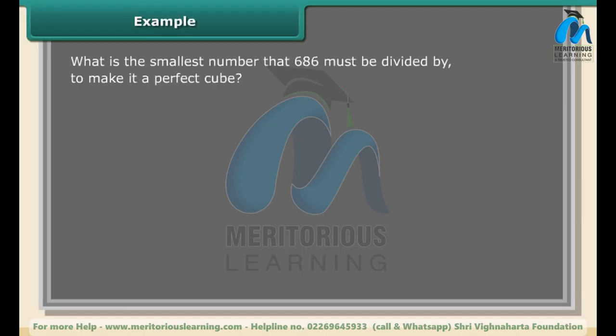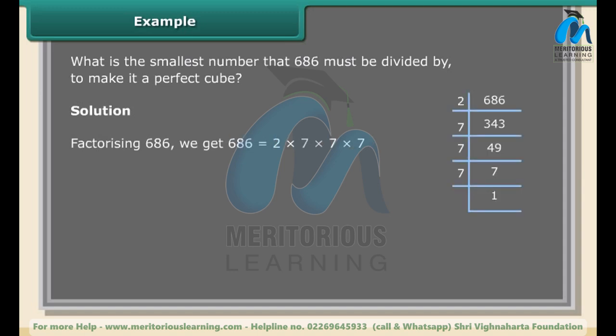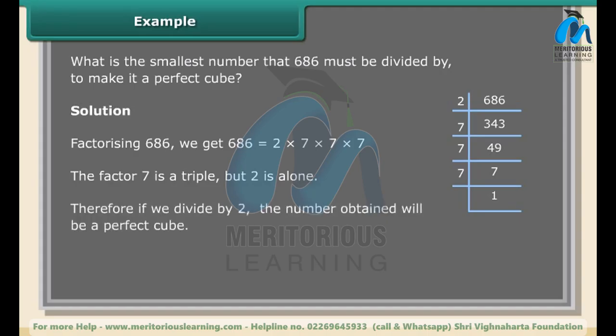Example: what is the smallest number that 686 must be divided by to make it a perfect cube? Solution. Factorizing 686, we get 686 is equal to 2 into 7 into 7 into 7. The factor 7 is a triple, but 2 is alone. Therefore, if we divide by 2, the number obtained will be a perfect cube. 686 must be divided by 2 to make it a perfect cube.